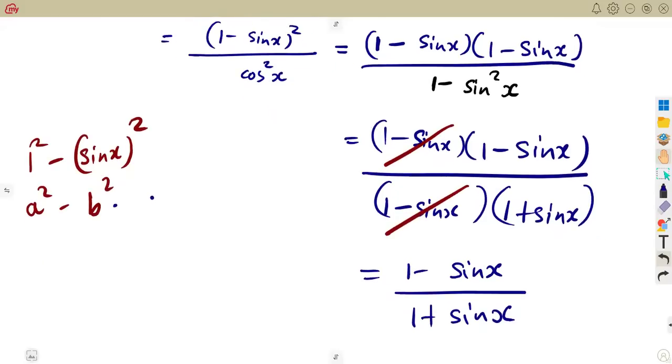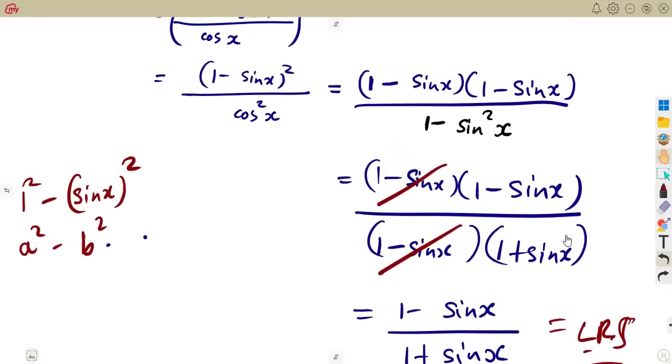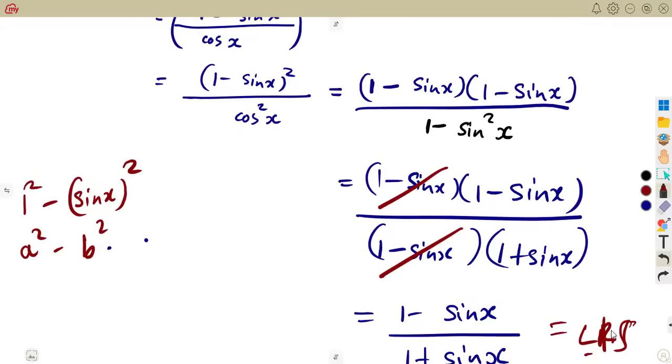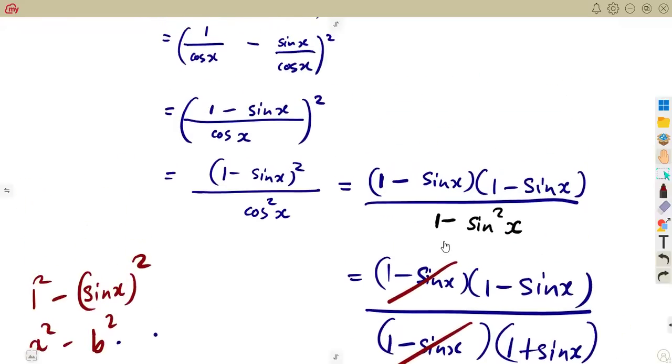You can also work from that left-hand side, guys. I want you to work it from there and try to prove it. But always try to work with the complicated side. What I'm saying is you can even work from the left-hand side, it's up to you. Here, we worked from the right-hand side. This is what we have.